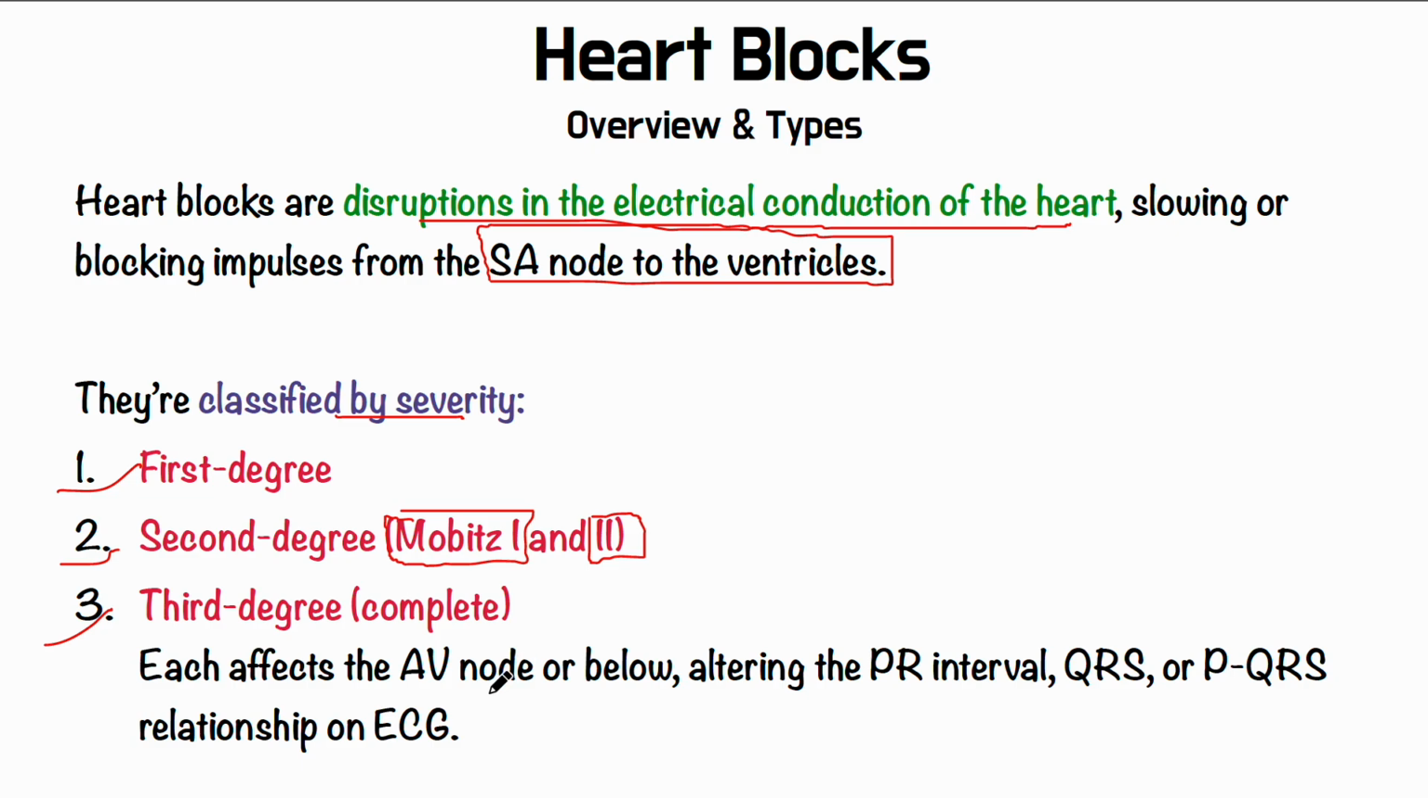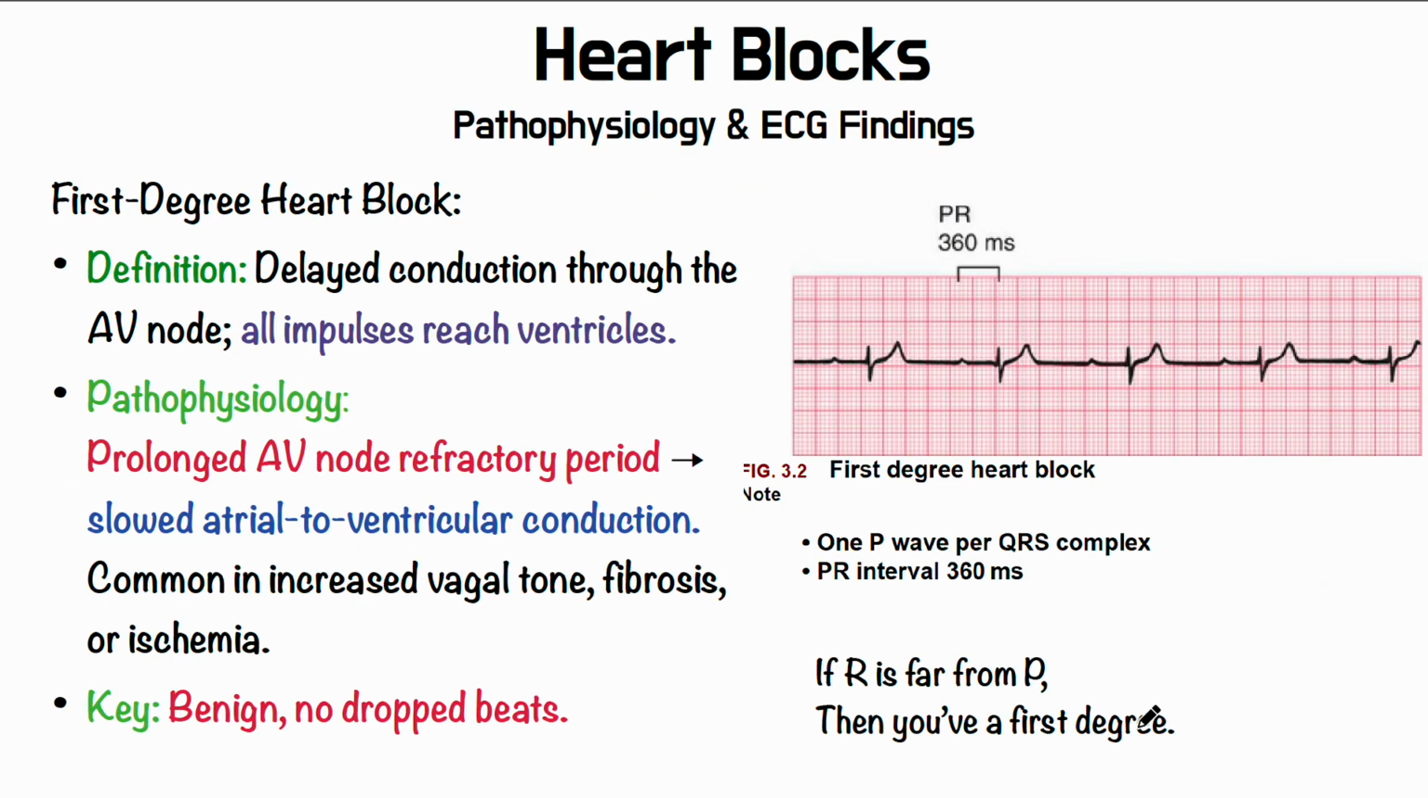Each affects the AV node or below, altering the PR interval. So the PR interval is maximally altered, and also the QRS complex and the PQRS relationship on the ECG. All of them have abnormal findings. That is how we classify. Let's begin with first degree heart block. So what is it actually? The definition is delayed conduction through the AV node.